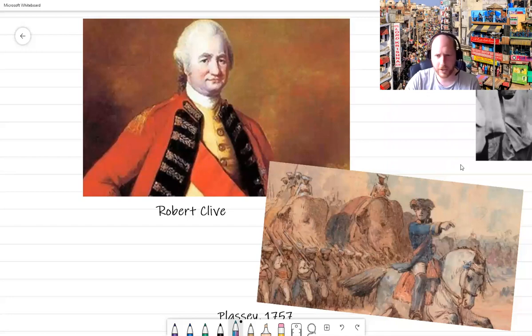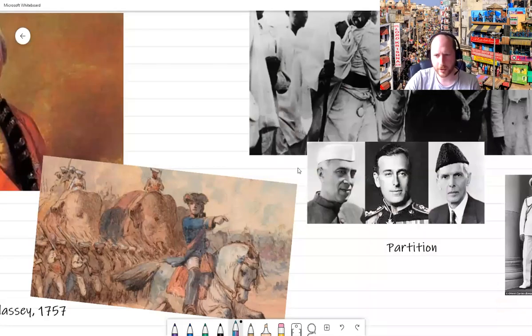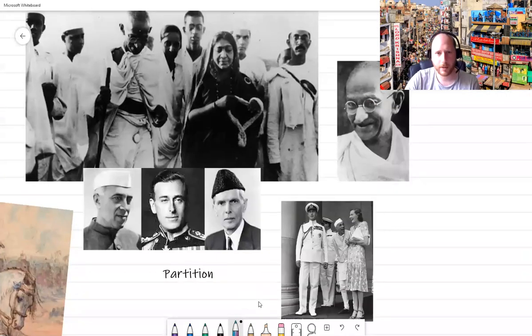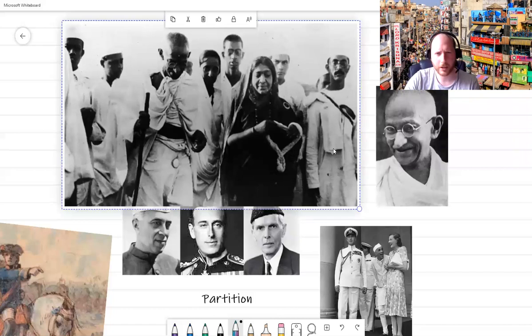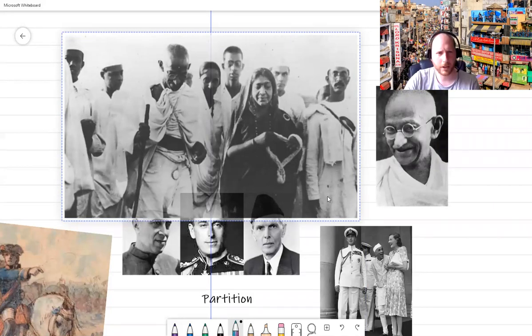But if we fast forward to 1947, 1947 sees Britain give India back to the Indians, but with a few tricky side events happening here as well. So, we've got here, let's start with this guy up here. Here we have Mahatma K.